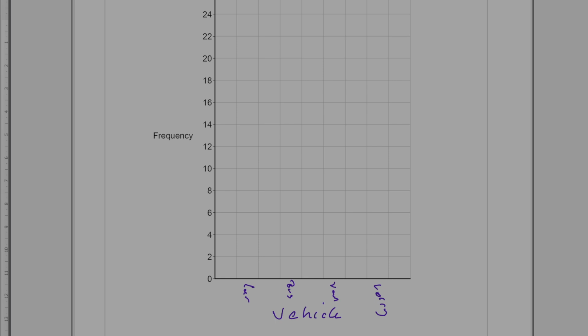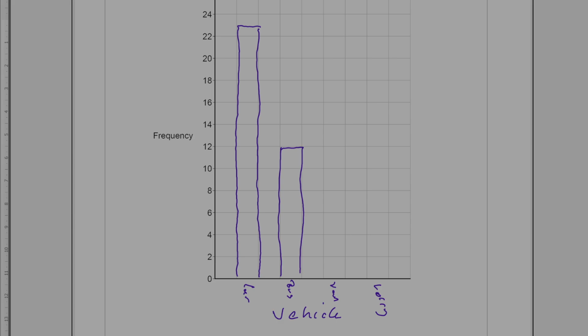So my total for car is going to be 23, so that's going to be halfway between there and there. And I do apologise, I don't have the facility of a ruler here. I could move myself into a different program, but I'm not going to do that. Bus is going to be 12. Van is going to be 8. And then lorry is going to be 4.